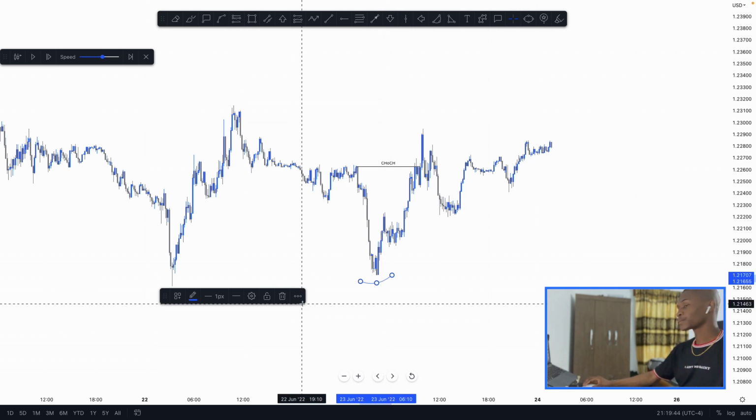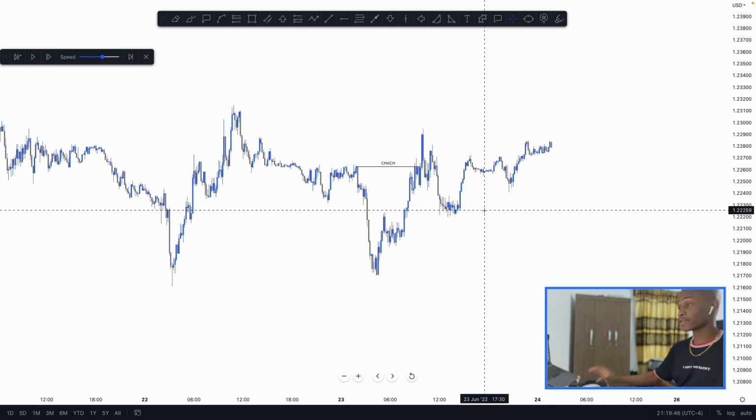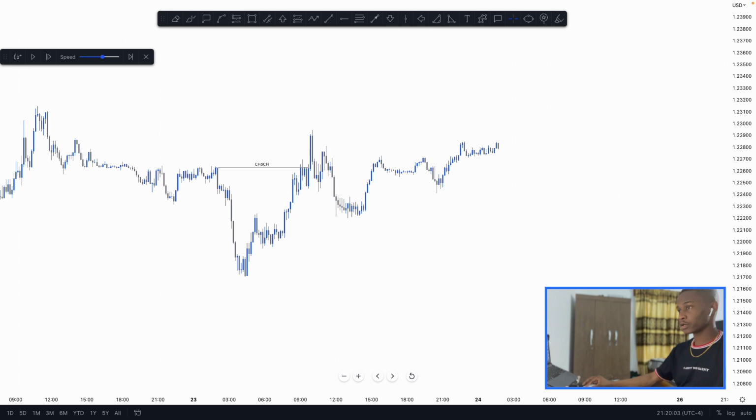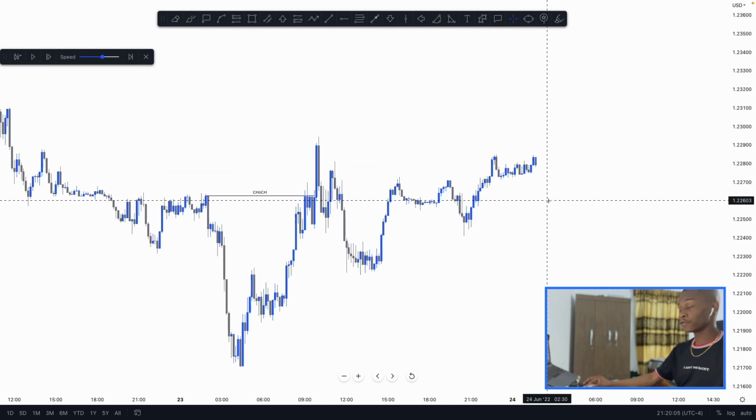All right, so guys, whenever you're inside the market and you're doing your analysis on the charts, just check to see where the order flow is. It's important. So we were here, looking for buying opportunities.